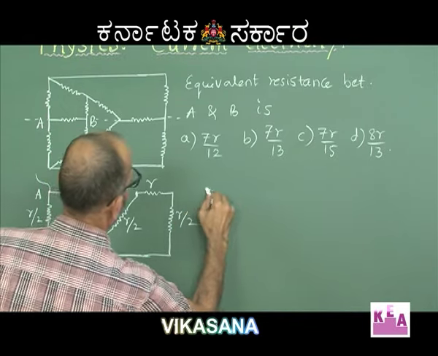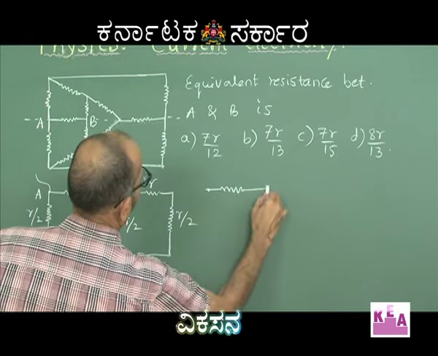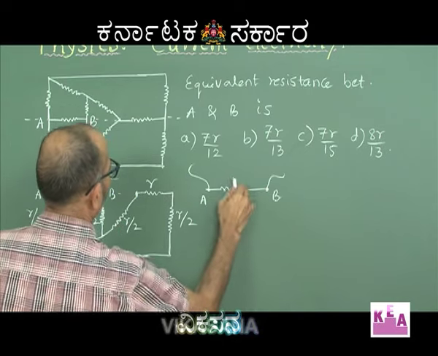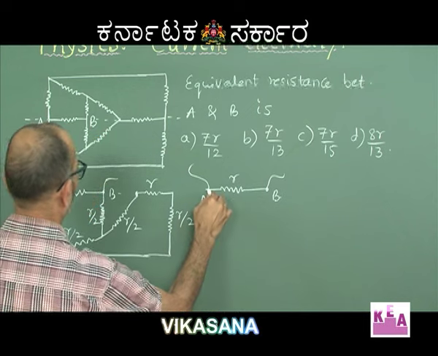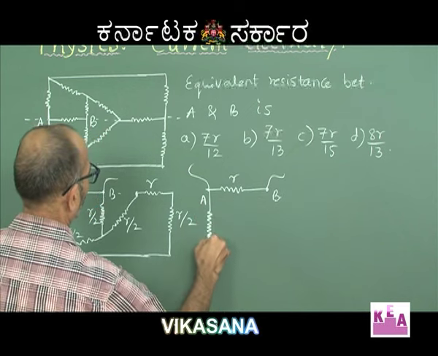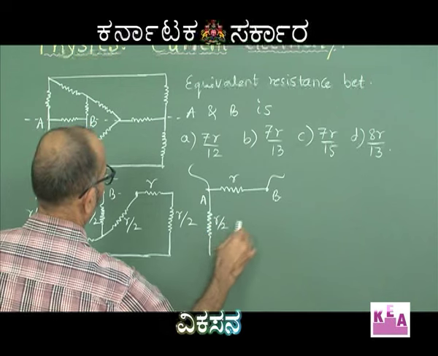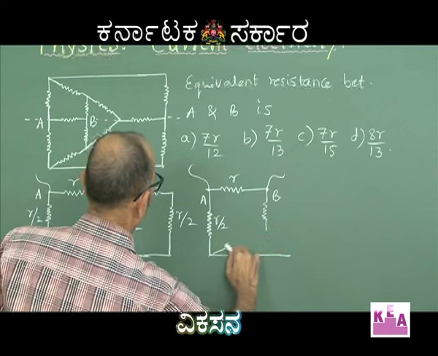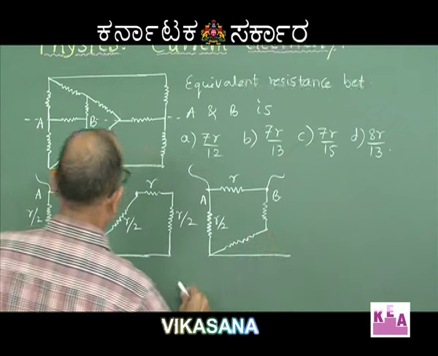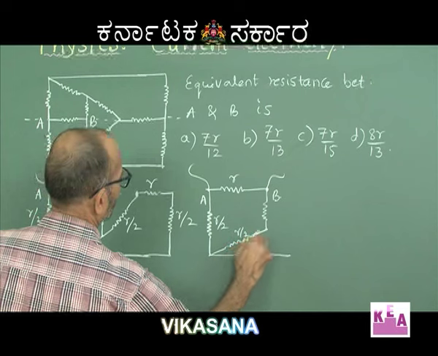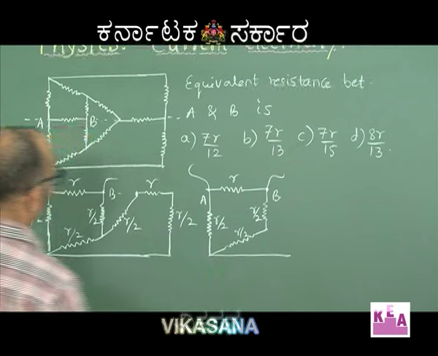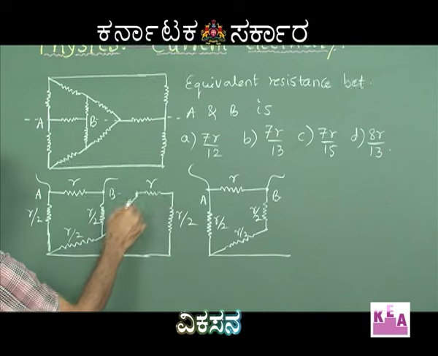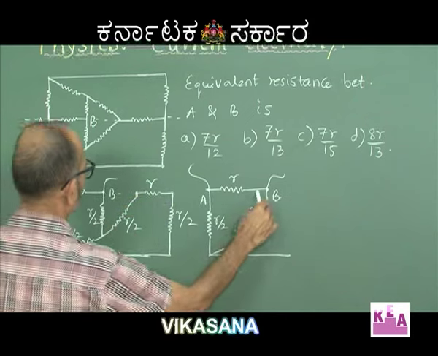So this is your A again, B, this was R, this is R by 2, this is R by 2, this is R by 2, and I told you I have only added this, this and this to 2R, and that is to be joined.